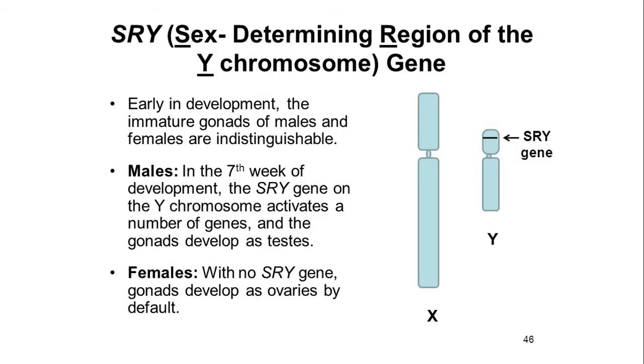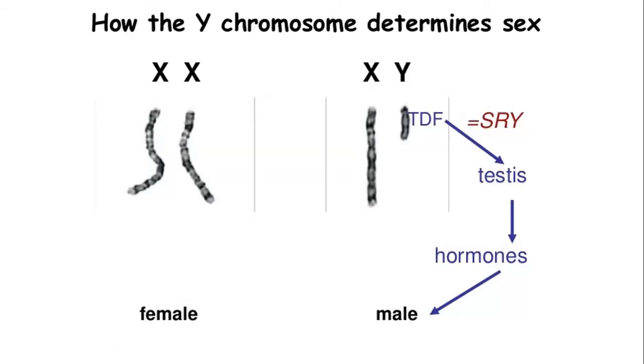Now, here we see the Y chromosome and here is the SRY gene component. So, in the 7th week of development, the SRY gene on the Y chromosome activates a number of genes and the gonads develop as testes. With no SRY gene, the gonad develops as ovary. If there is the SRY gene, it will activate other genes and determine the sex. But if there is no SRY gene, it will automatically develop into female.